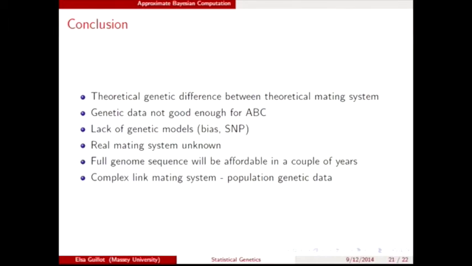Also, the real mating system is quite unknown. People have great ideas. The anthropologists fight about it. So that's why we model it with some kind of relaxation parameter. But that doesn't help with trying to reconstruct, because there's so much unknown about it. We have this complex link in mating system and population genetics data, which is really interesting, and I hope we can get much more out of it.